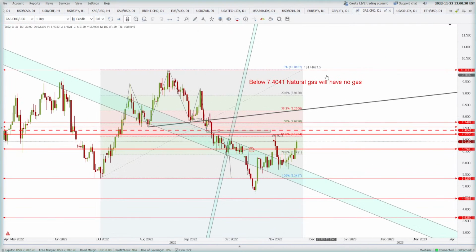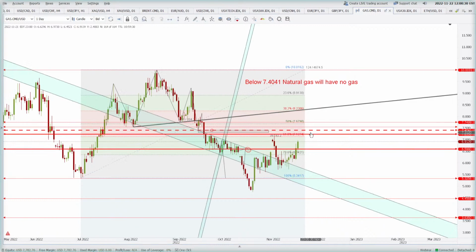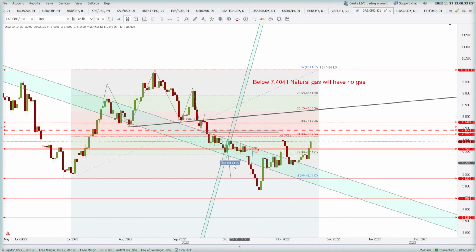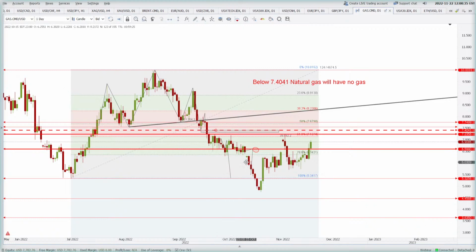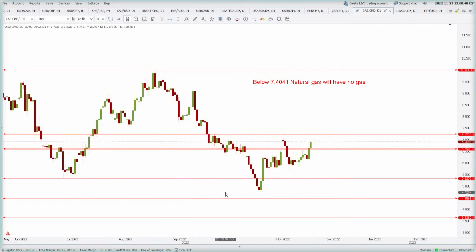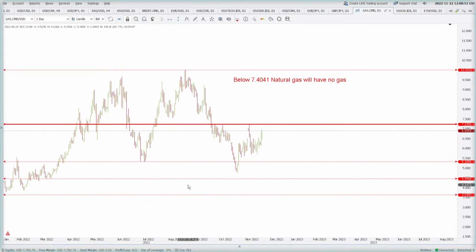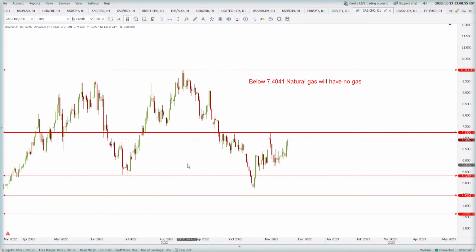Gas also, I am bullish now, at least 7.4041. If it breaks and closes a day higher than 7.74 also, I think I will turn fully bullish on this one. Right now there is a lot of clutter on my chart. Let me remove all that clutter, because when there is only price here, you can trade much better.